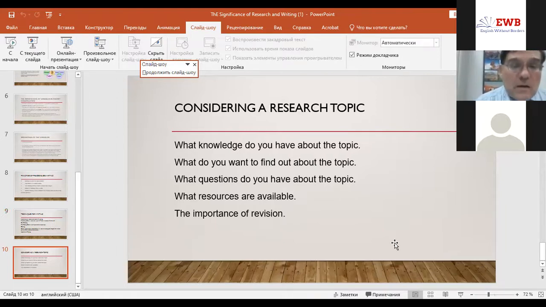Considering your research topic, how do you go about picking a research topic? Well, you're looking at what knowledge do you have about the topic? What do you want to find out about the topic? What questions do you have about the topic? And then finally, what resources are available? Can you complete this research project with the resources you have available? Or are you going to need very specialized resources? Are you going to need access to public officials? Are you going to need access to archives that are only in maybe one place and may or may not be digitalized?